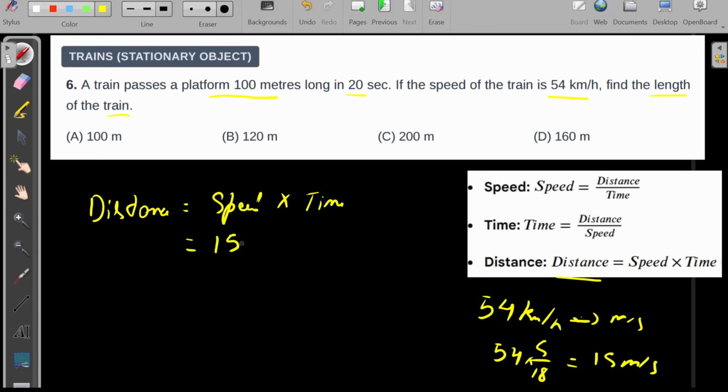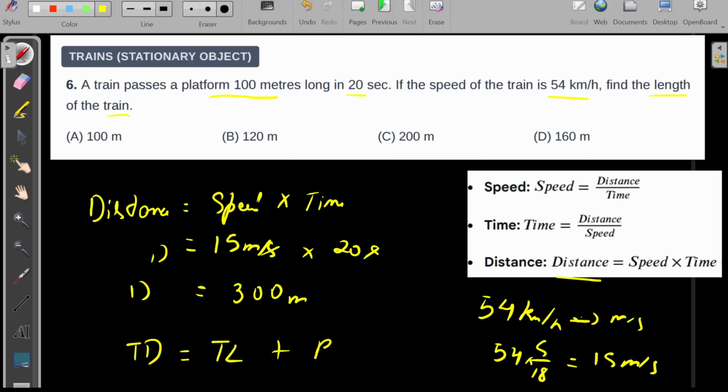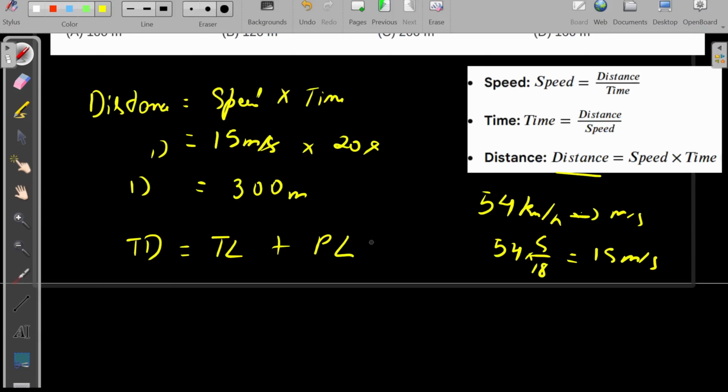So I can write here 15 meter per second times the time, which is 20. So our distance would be 15 times 20, that will be 300 meter. Second cancels, so it will be meter. But this 300 meter is the total distance, meaning it includes both the length of the train as well as the length of the platform. So the total distance equals the train length plus platform length. We already know the total distance, which is 300 meter.